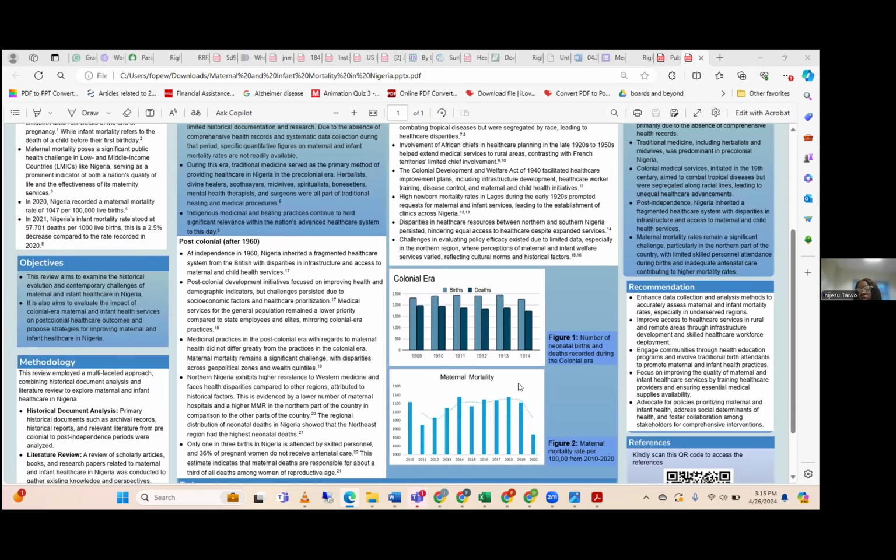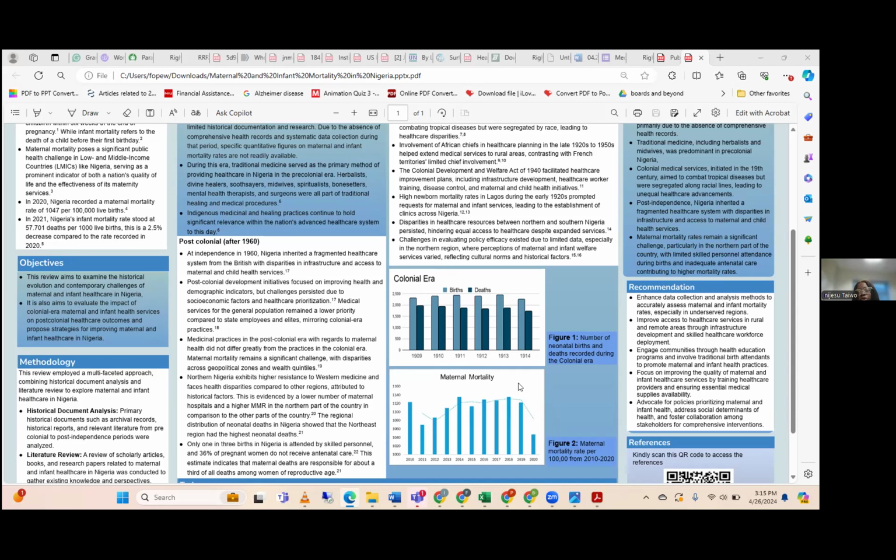So for my recommendation, I'm recommending that there has to be more data collection and analysis so that they can identify areas that need more focus. They need to improve access to healthcare in rural areas and remote areas. They need to engage the community through health education, because a lot of people, especially in the north, are still not comfortable with Western medicine. So while combining traditional medicine and Western medicine, they need to be educated as to the importance of this.